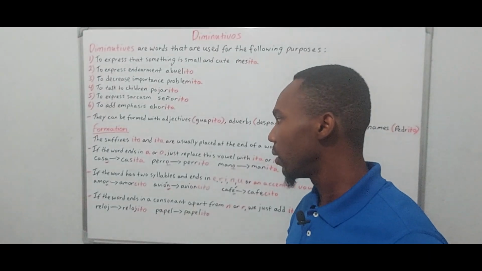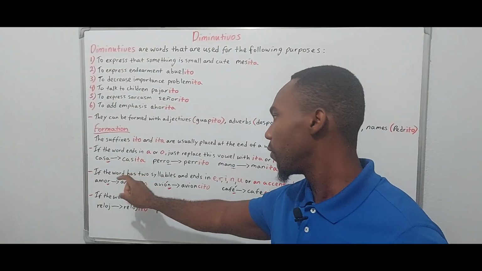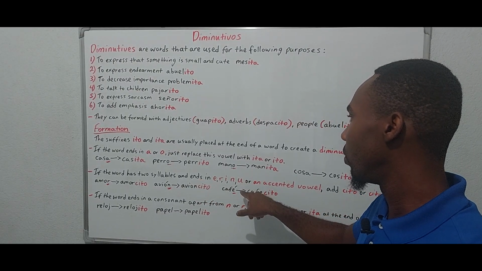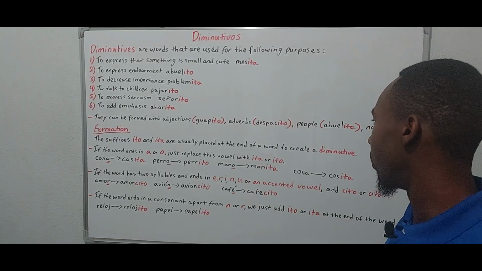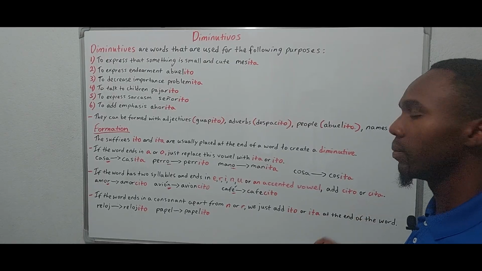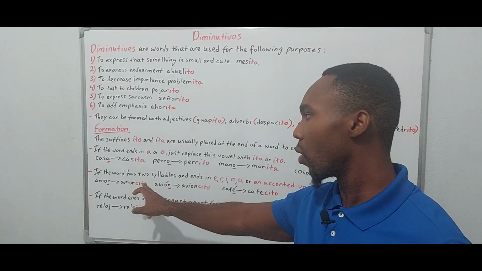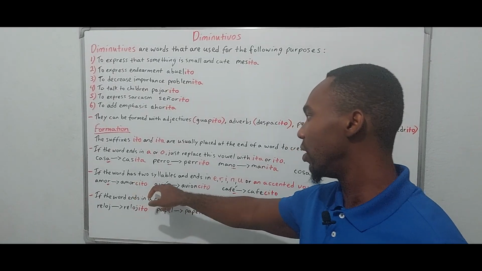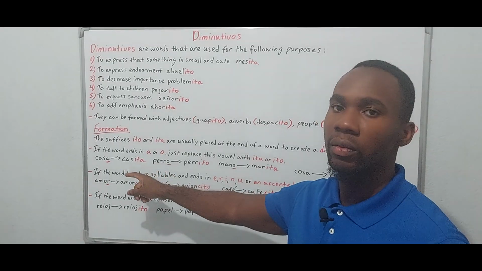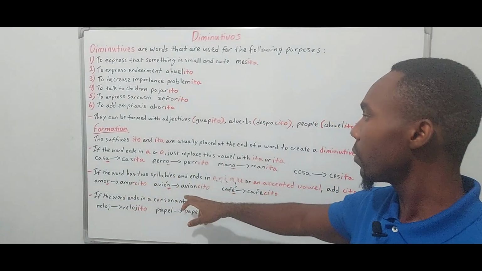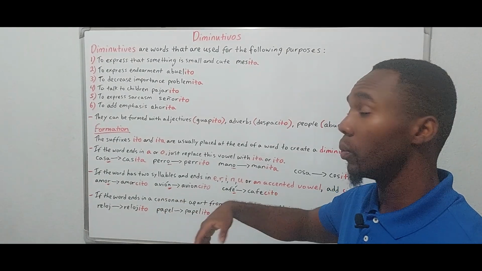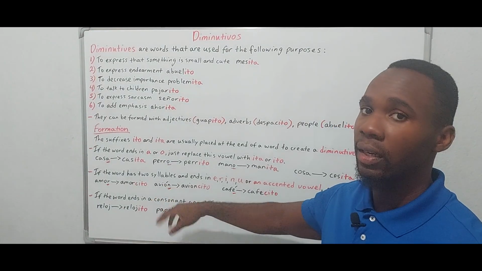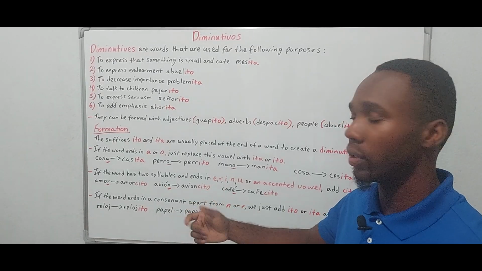Muy bien. La segunda regla. If the word has two syllables and ends in E, R, I, N, U or an accented vowel, we add cito or cita. So let's look at the examples. Amor, two syllables, that means love. And we have amorcito. Why cito? Because amor is masculine. Avión, airplane. So if we want to say the little airplane, we say avioncito and we remove the accent. Avión is masculine.